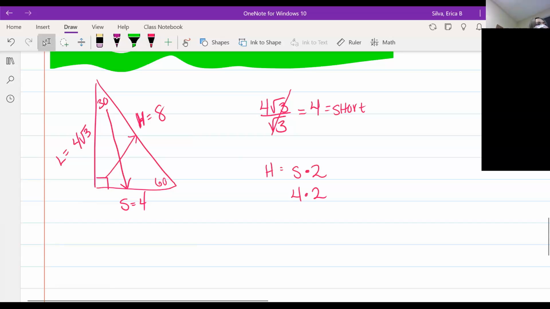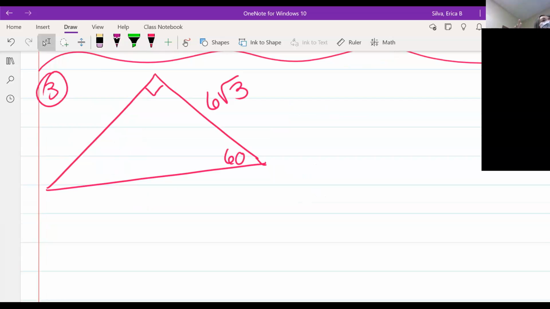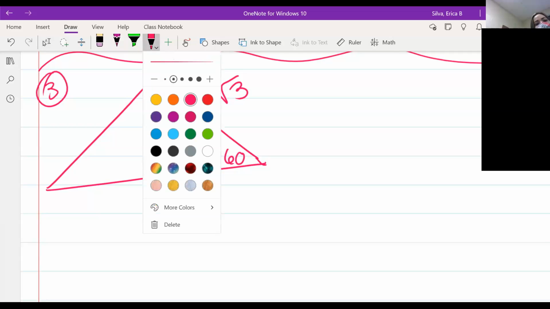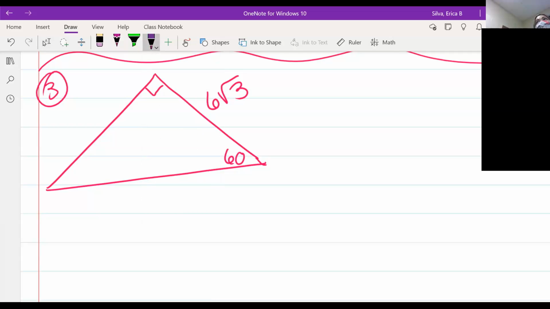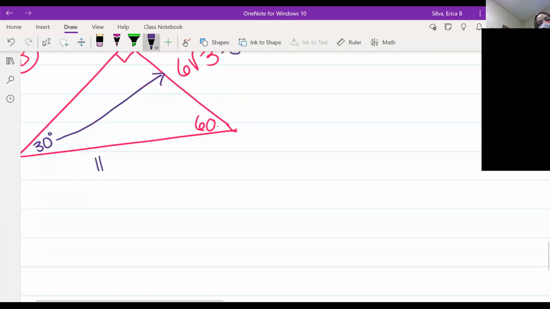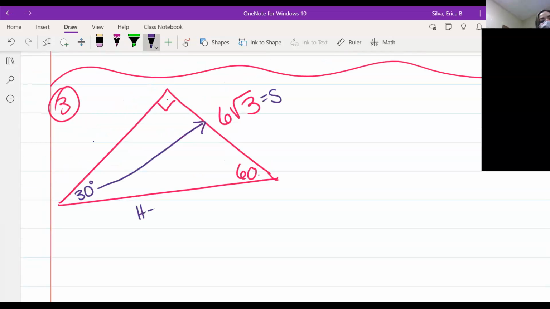Any questions so far? All right, you can correctly identify your shortest side, no matter where it is. All right, so if this is 90, this is 60, then this one has to be 30 degrees. So then we go across the 30-degree angle, and this represents my short side. Then the side across the 90-degree angle is my hypotenuse. That makes this my long side.